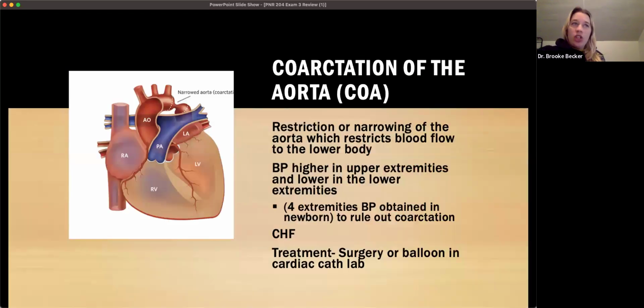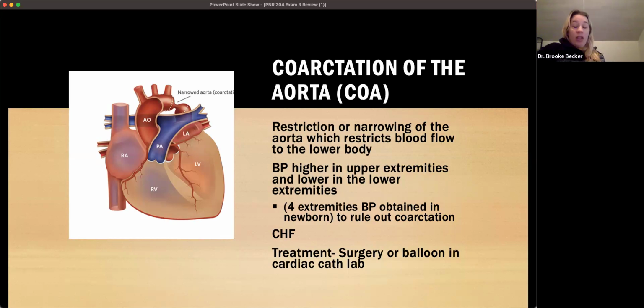Okay, coarctation of the aorta. So this is a narrowing of the aorta. That's what coarctation means, a narrowing. So that's going to restrict the blood flow. That blood is going to be restricted from flowing to the lower part of the body.